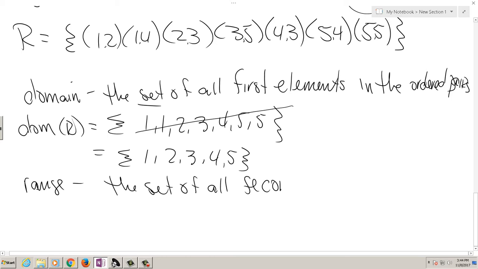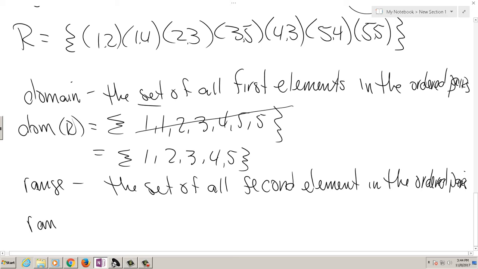Yeah, you're right. It's the set of all second elements in the ordered pairs. All right, so we could call it the range of R. Let's see if we can find the range of this particular relation that we're looking at right here. If it's the set of all second elements, remember it is a set.